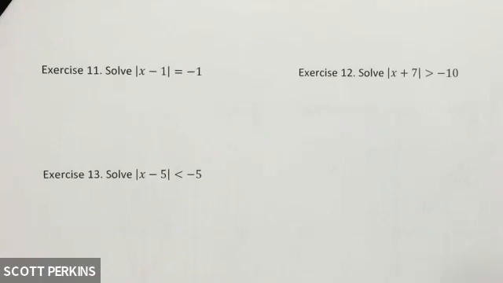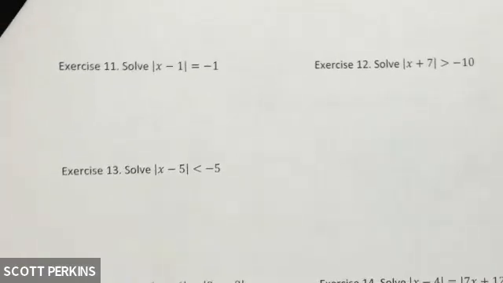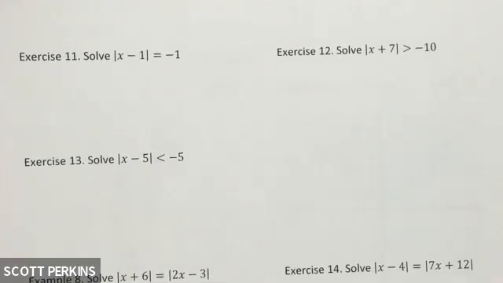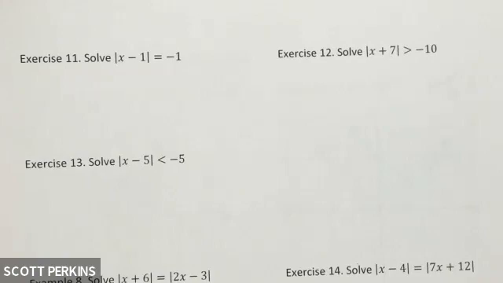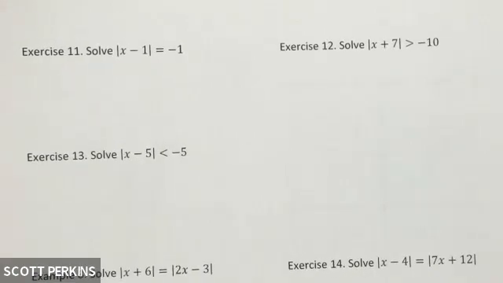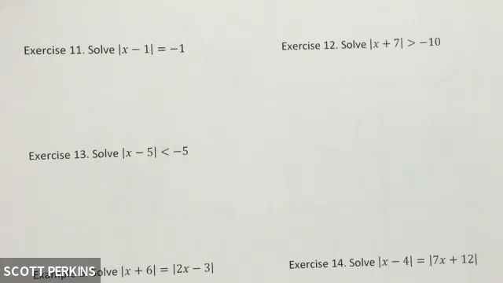Okay. Just a couple more things to mention, and then we'll be done talking about absolute value. There are some special cases that I don't want you to fall victim to when I put one of these on the test or you encounter one on the homework. So the first one, exercise 11. The absolute value of x minus 1 equals negative 1. What's wrong with that statement?